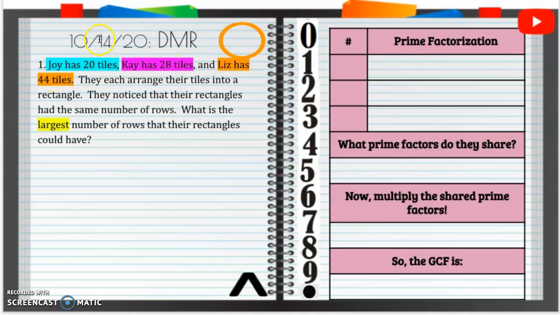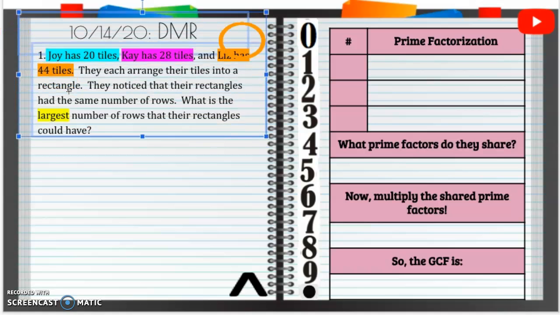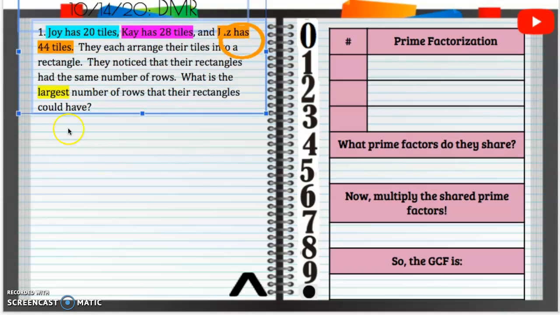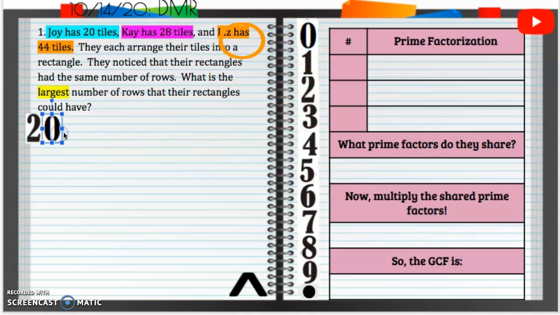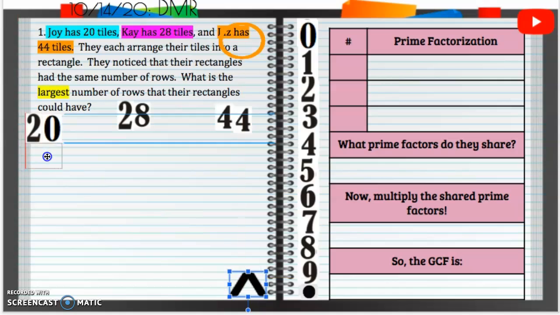44. All right, so here's what I'm going to do. I am going to move these up a little bit so that we have a little more room. I'm going to put that title up there. Awesome. Okay, so we're going to have 20, we are going to have 28, and then we are going to have 44. All right, so we are going to find the greatest common factor of all three of these. Easy peasy, we got this.